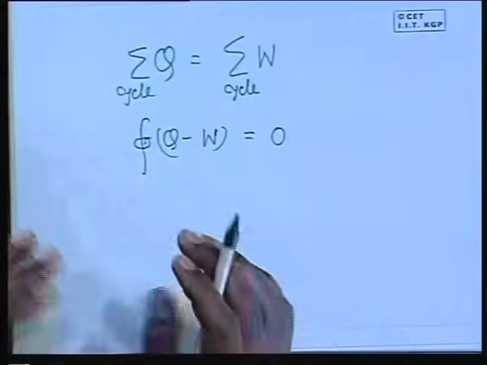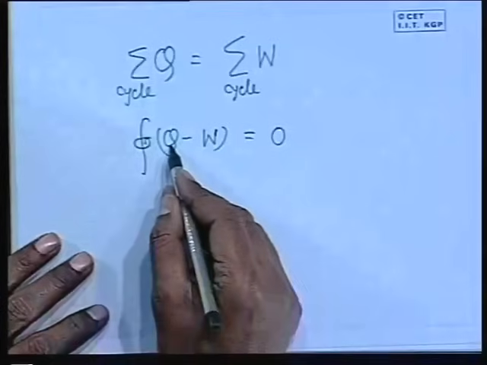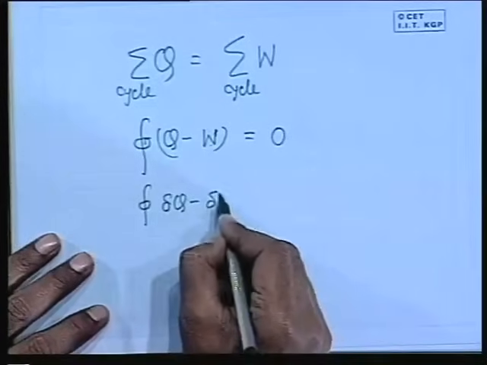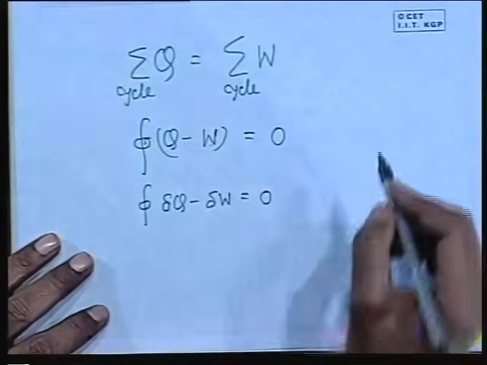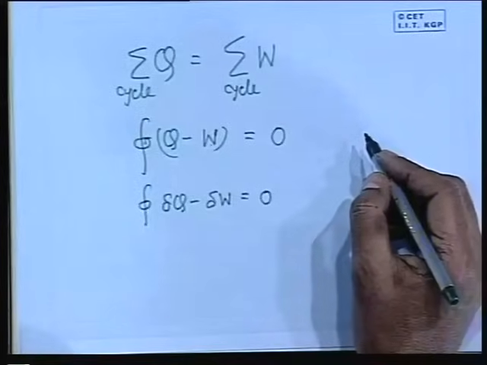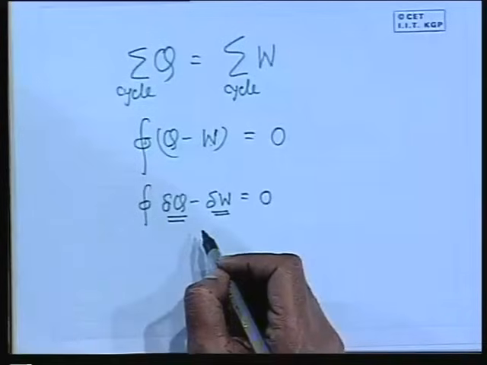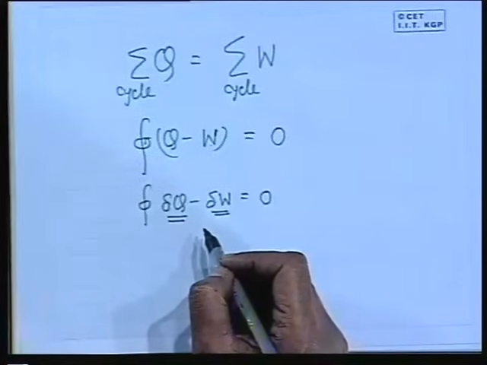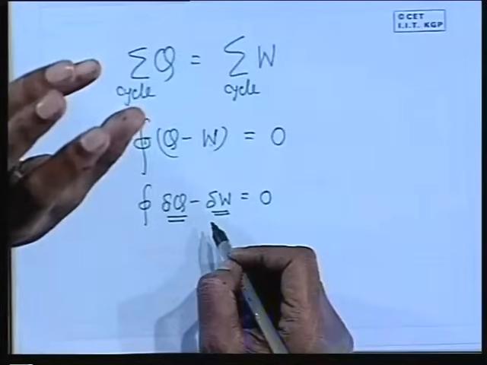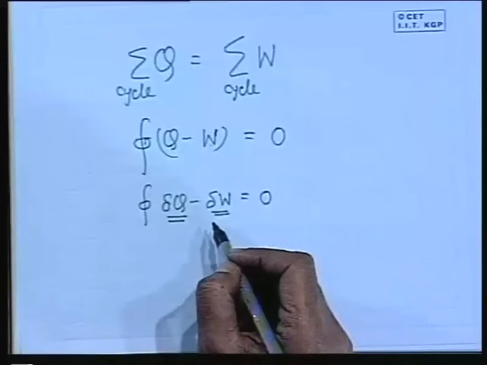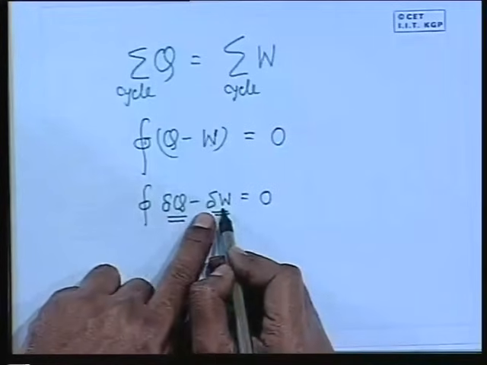If I write this for an infinitesimally small process, instead of Q and W, let us write delta Q minus delta W, the same expression. That means we consider an infinitesimally small process executed by a system where delta Q is the heat added and delta W is the work done by the system. Here a differential amount of heat does not mean differential in the calculus sense, because Q and W are path functions and they cannot be differentiated. An infinitesimal amount of heat delta Q is given, and an infinitesimal amount of work delta W is coming out.